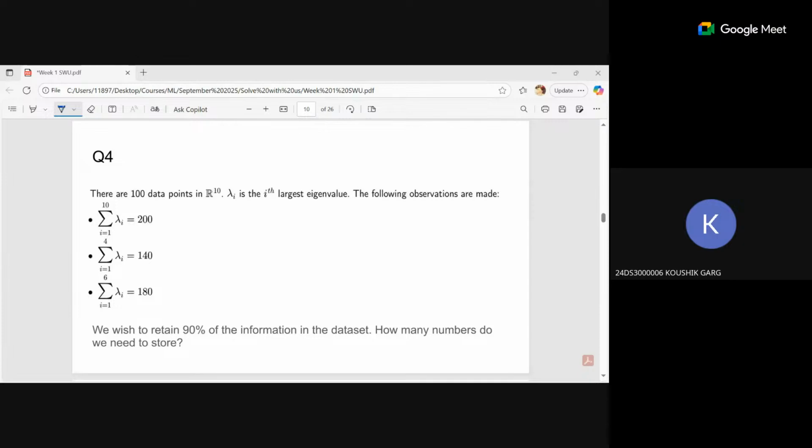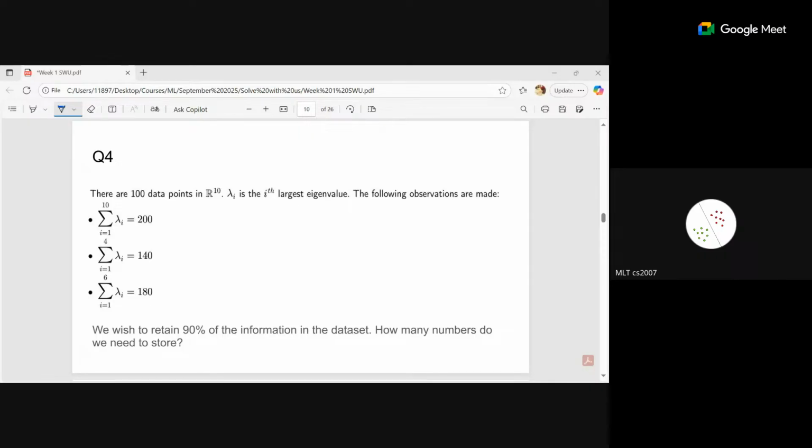Excuse me. Yeah, tell me. Ma'am, like this one, summation i equals 1 to 10, lambda i equals 200, will be one data set, correct? No, it's not about one data set or two data sets. There is just one data set. Okay. There is only one data set.